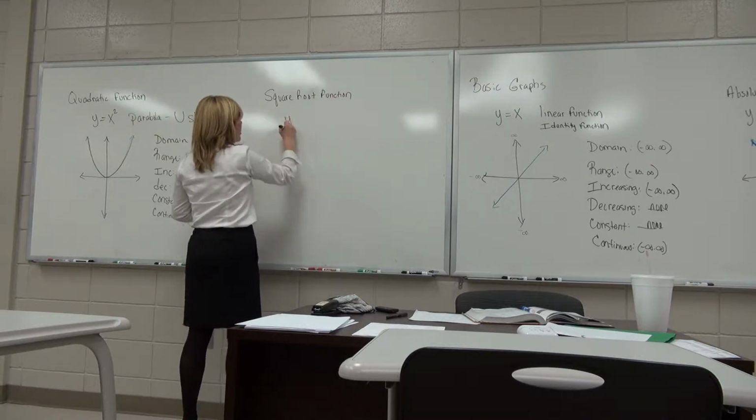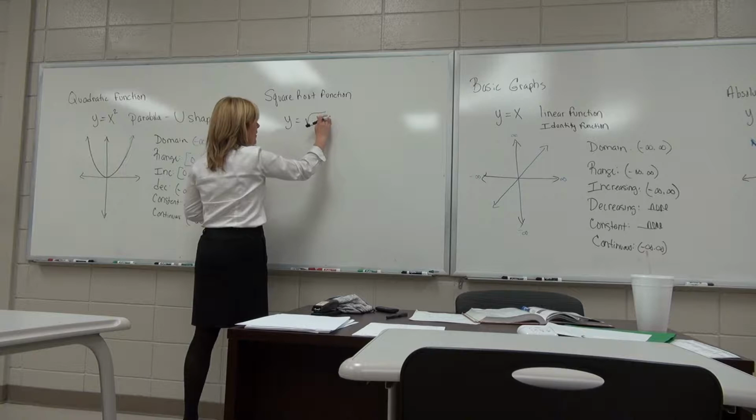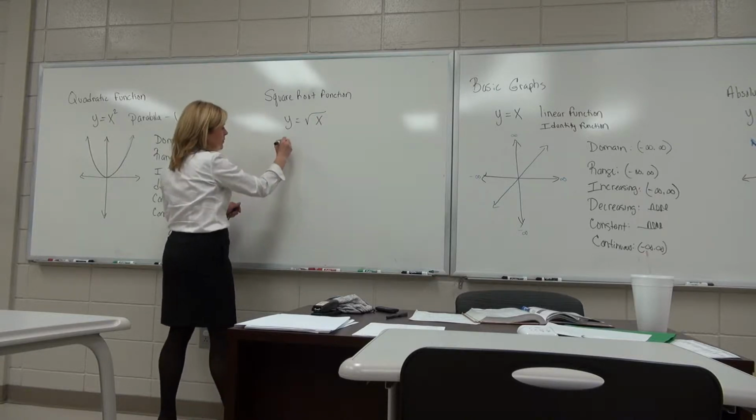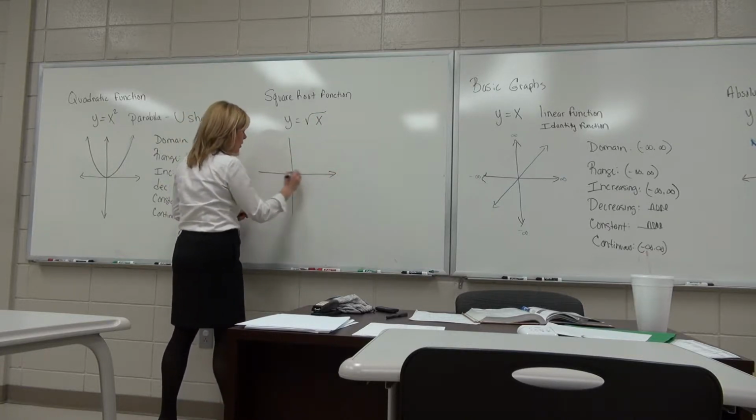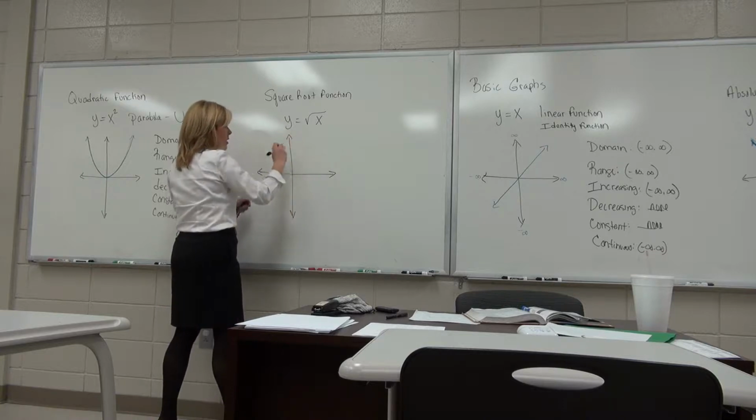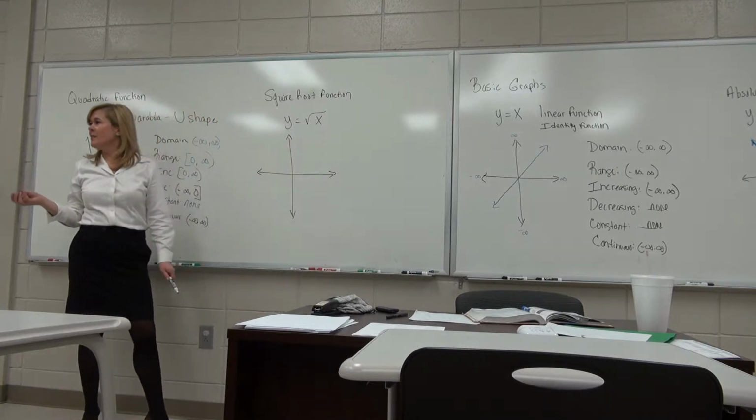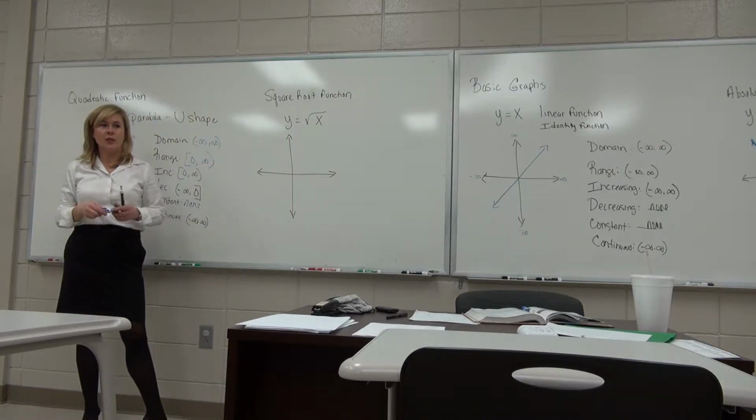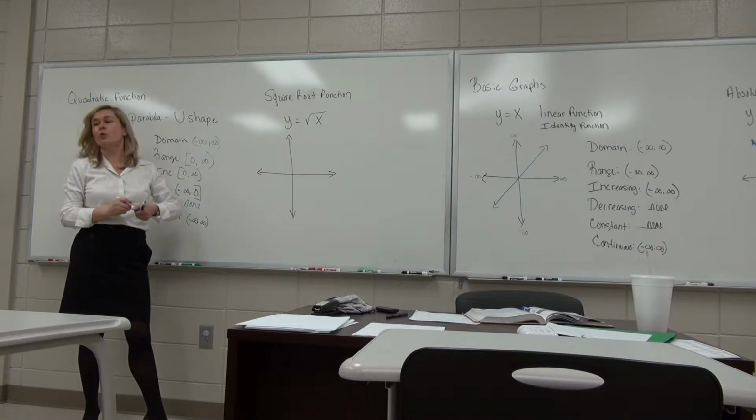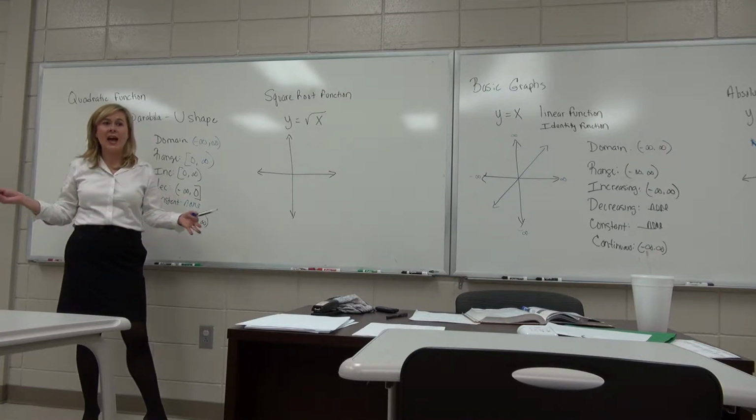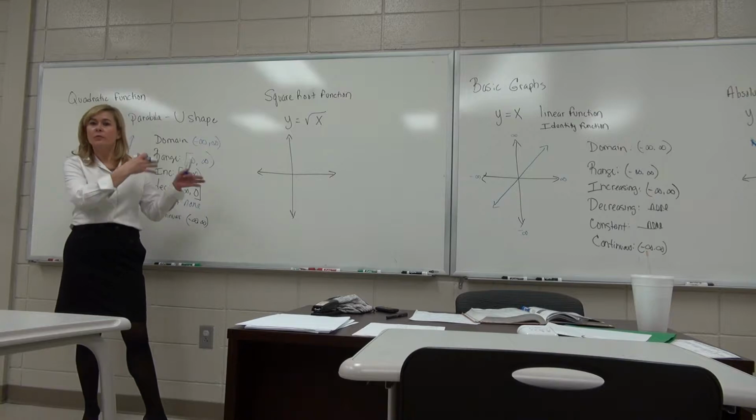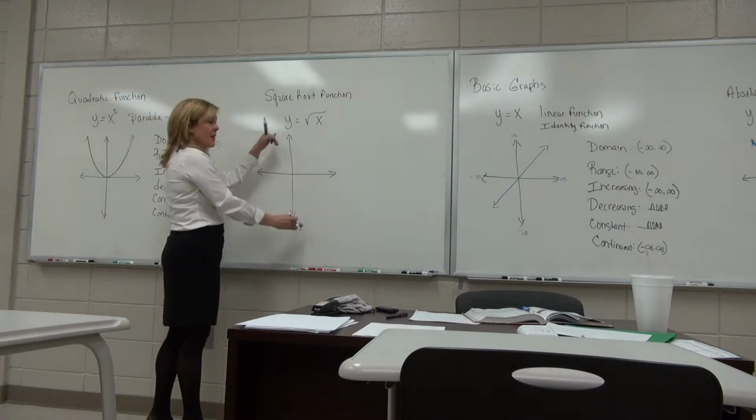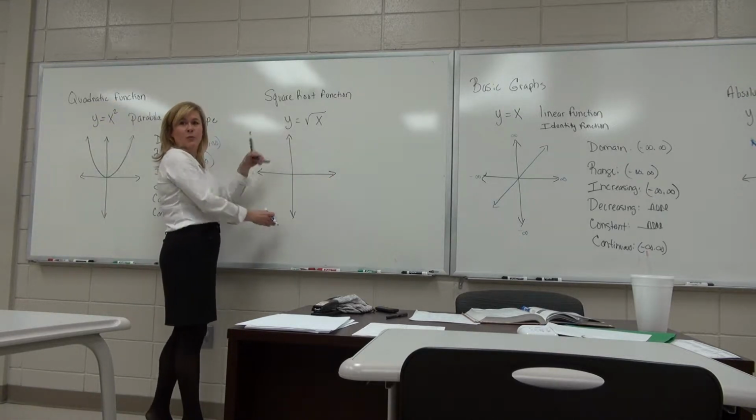On the square root function, you've got y equals the square root of x. Anytime you have a square root function, you can only take the square root of positive numbers and get a real number answer. Do you agree? If you took the square root of negative 4, you'd get 2i, which is complex. Now, this is a real number line and a real number line, so we're graphing real numbers.